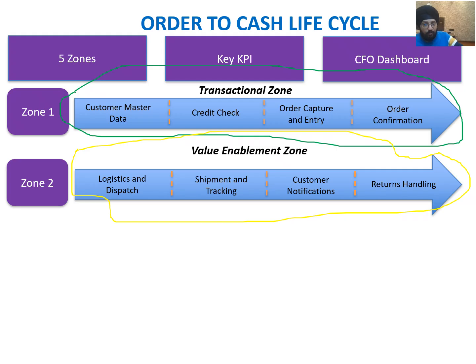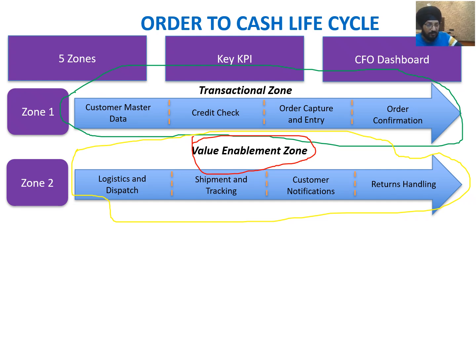So the value enablement zone is basically a zone that creates value for the organization. This is most important, because at the end of the day, the entire value lies when we ship the goods to the customers. At this point in time, we are ensuring that once we have dispatched the goods, we are in a position to generate revenue for the organization. And all these four steps, logistics dispatch, shipment tracking, customer notification, and return handling, are key ingredients to ensure that our value enablement zone is properly handled.